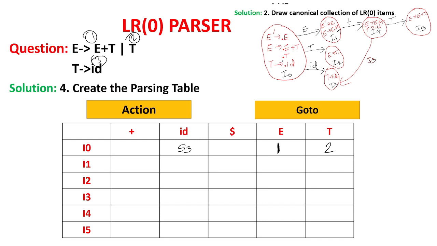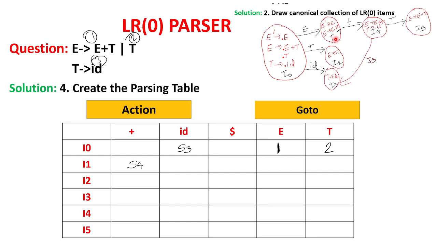Now we'll go to the I1 state. Now I1 on plus goes to state I4. So write S4 because it is shifting to 4. Plus and ID, anything other than a capital letter used in the grammar, are always called terminals. So other than E and T, there are plus and ID, and both are considered terminals only.